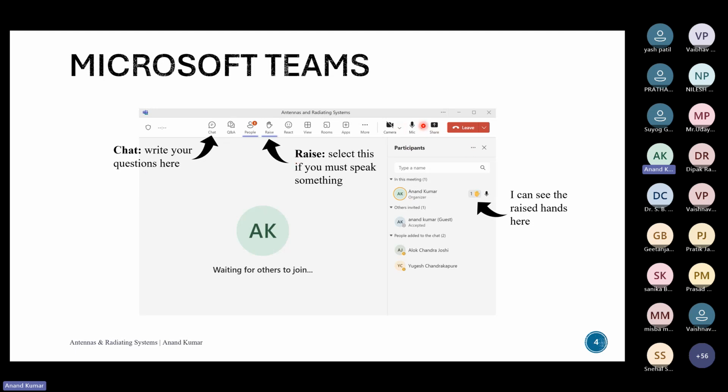There is also a mic button, which you can use to unmute yourself when I ask you to, and then speak. Otherwise, we'll try to keep only the speaker unmuted so that there is less interference. And there is this camera button which we can turn on and off for interaction. When you raise your hand, this is how you can see that the hand is raised, and I will identify who wants to speak first. I guess Microsoft Teams is okay as an interface.